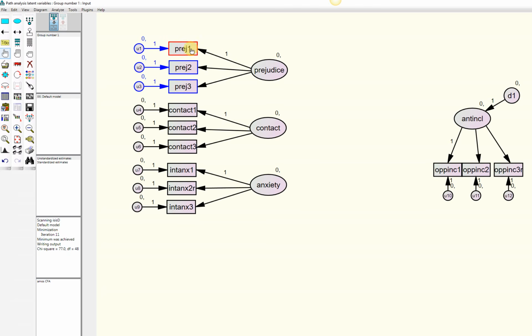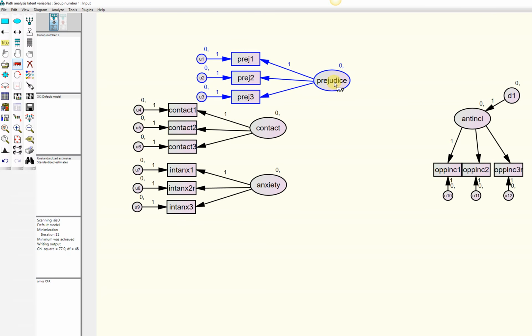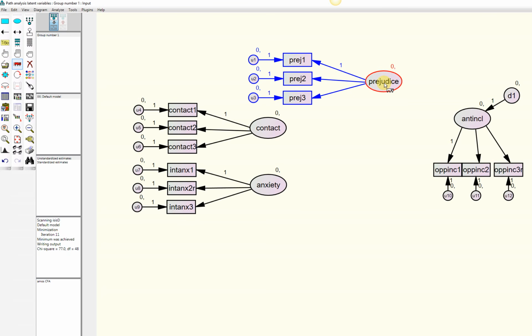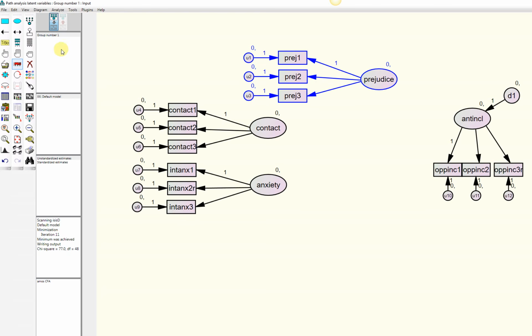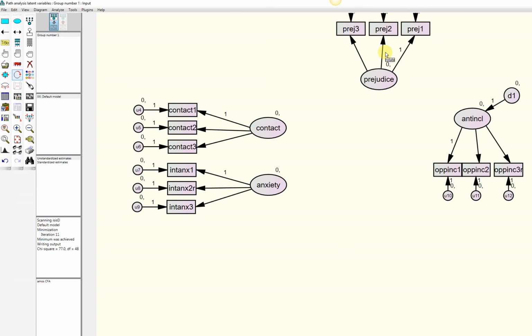I'm going to clean up my prejudice variable and make it a little bit more proximal to this variable right here. So I'm going to use my little moving truck and move it over here. As you can see, that's where it's going to appear. Deselect, and I can also rotate these as well, but you can see it goes off the screen right here.